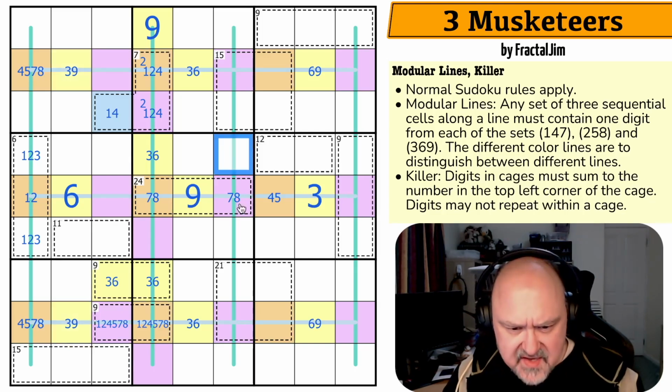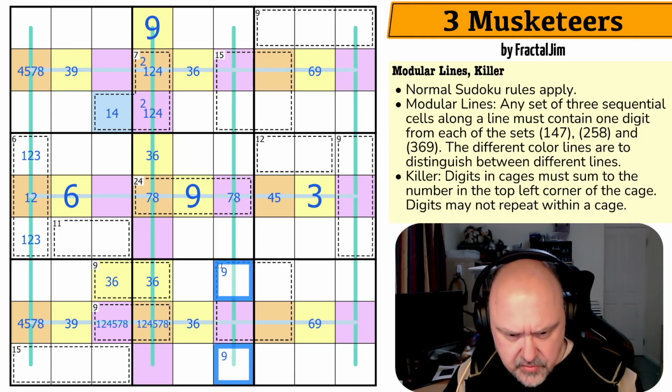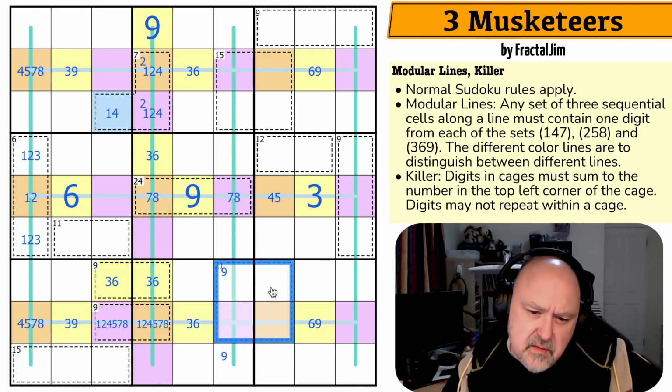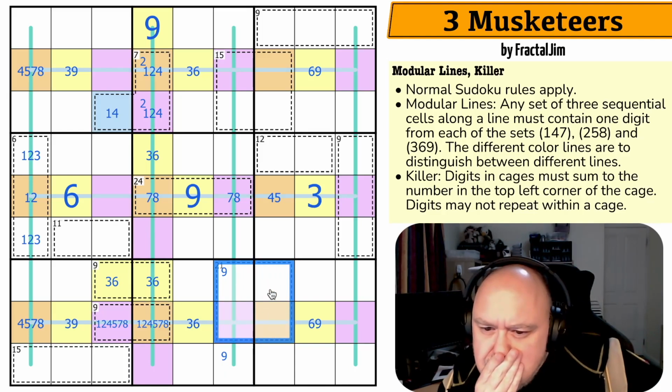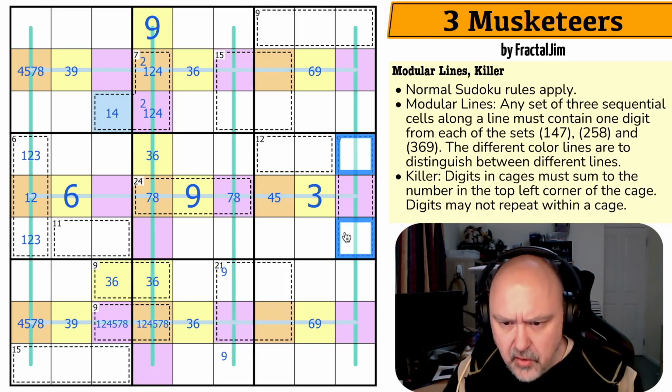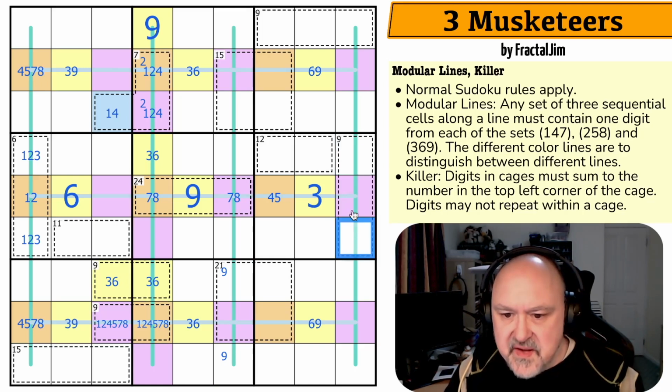Now, one of these is yellow. One of these is yellow, one of these is yellow. So there's a 9 in one of those two, because the other two yellows are 3, 6. So there's a 9 in one of those two. One of these is yellow, but I can't put a 9 in a 9 cage. Right, there has to be a yellow in here.